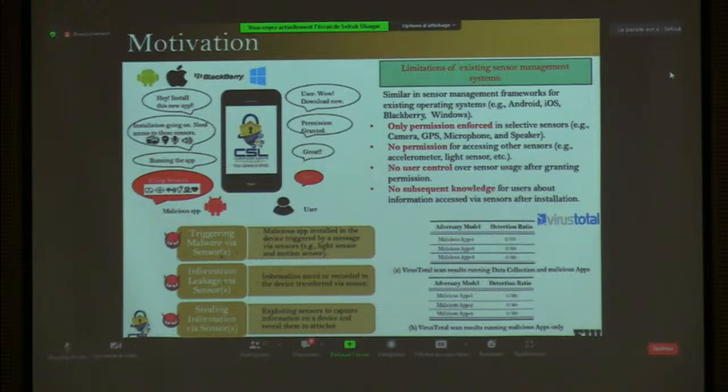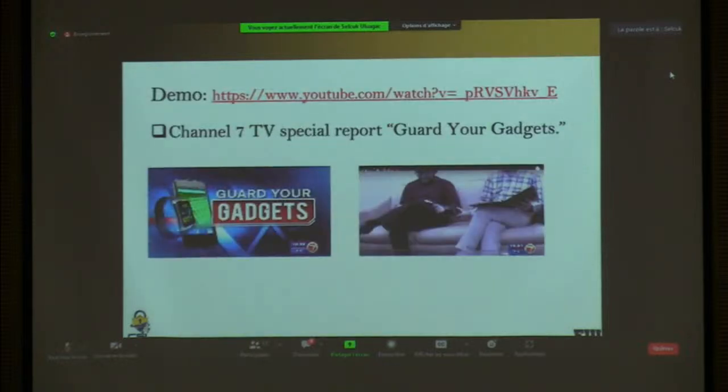So we saw that you could trigger a malware via the sensors, you can leak the information via the sensors, or you can steal information using these sensors from the device. There's a demo I'm not going to show you because of the time constraints that we have. But if you're interested in it, I'd be happy to share the slide, and then you can see here my students basically showing how light sensors could be triggering an attack on the smartwatch of this other person.